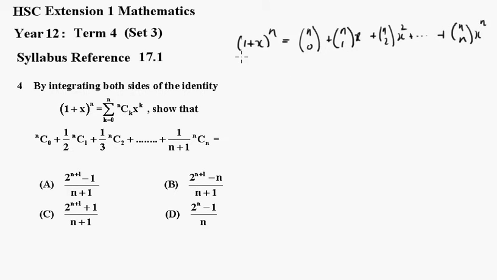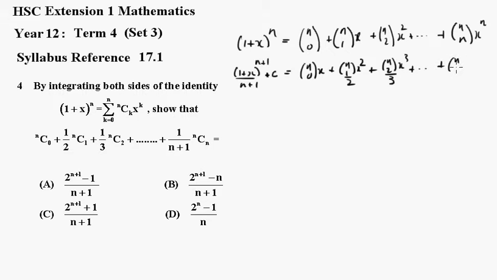Now, integrating both sides, I'll get (1 + x)^(n+1) on n plus 1 plus some constant equals, integrating this one, I'm going to go nC0 x plus nC1 x squared on 2 plus nC2 x cubed on 3 all the way on to nCn x^(n+1) over n plus 1. Now this C is good for both sides of the integration.